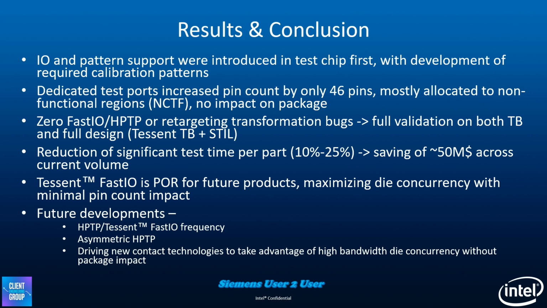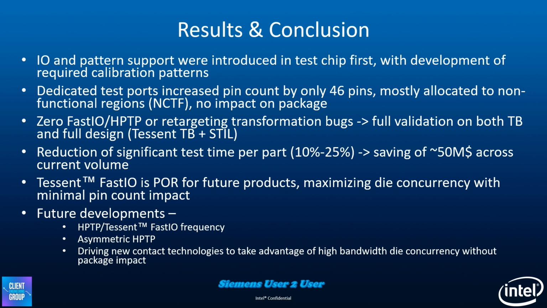In terms of the future of Tessent Fast I/O, Tessent Fast I/O is now POR for all the client products. We're going to use it on the next gens as well, and we are exploring how to even better utilize this technology, meaning reaching up to higher frequencies and using asymmetric HPTP. As you've seen, the current implementation is symmetric. It doesn't really have any importance because our current SoC design doesn't really have multi-instantiated blocks.